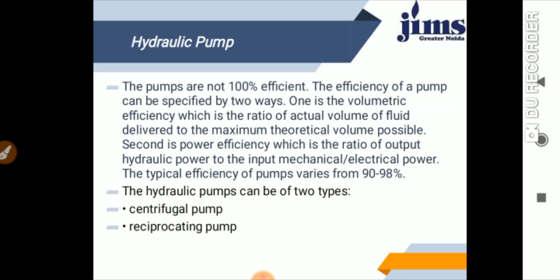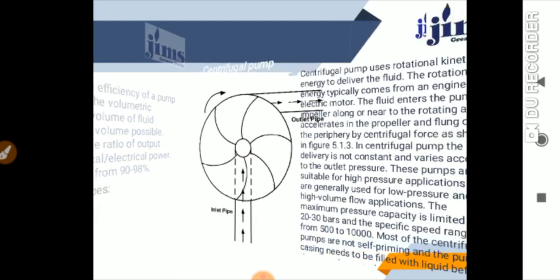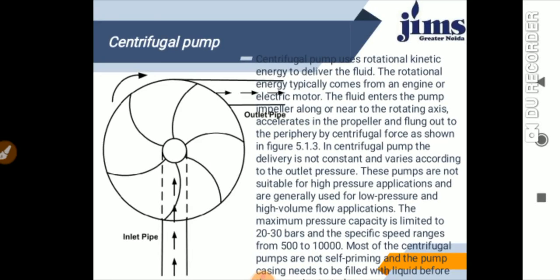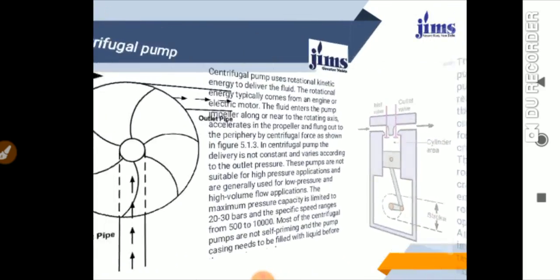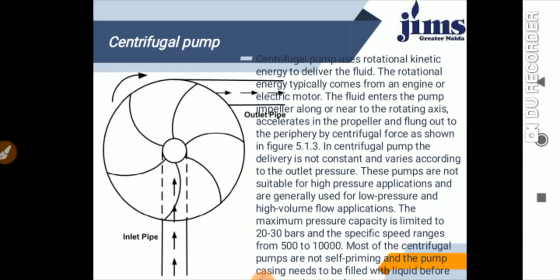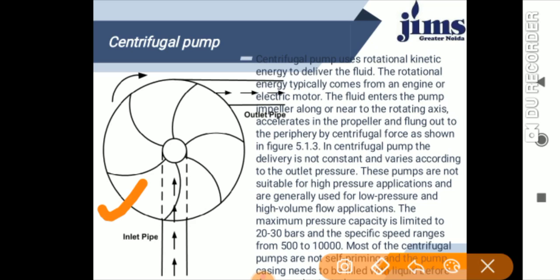The hydraulic pump can be classified into two types. One is the centrifugal pump, another one is the reciprocating pump. So we are talking about the centrifugal pump. See this diagram of the centrifugal pump.